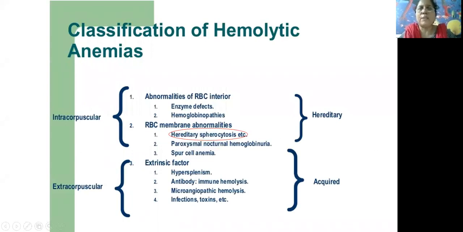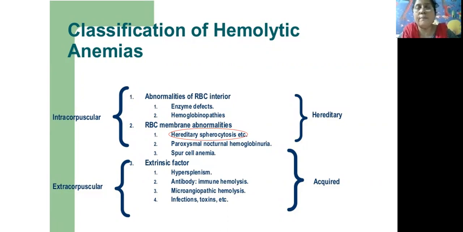Two types of classification. One is intracorpuscular hemolytic anemia, the other is extracorpuscular hemolytic anemia. Intracorpuscular defect. I told you about this at the time of anemia classification itself, but anyway, once more: this is within the RBC. The problem is in the RBC. So what are the three components present in the RBC?